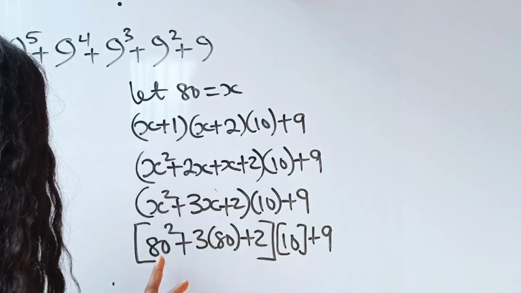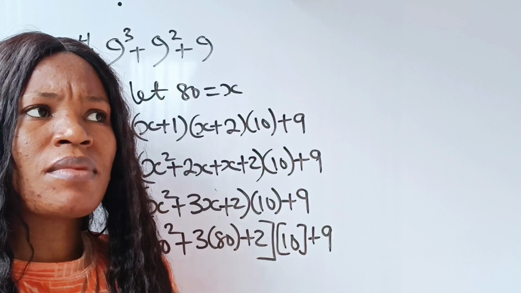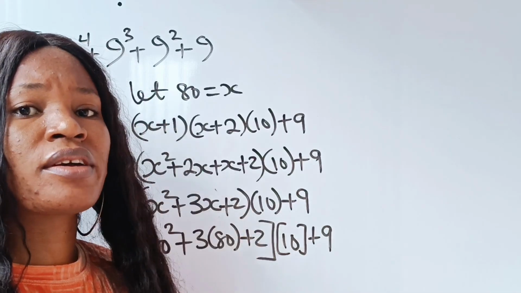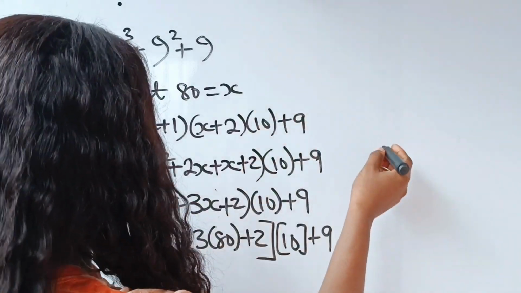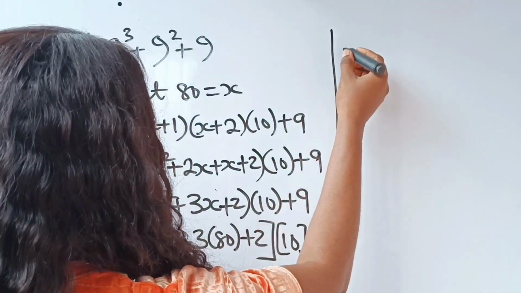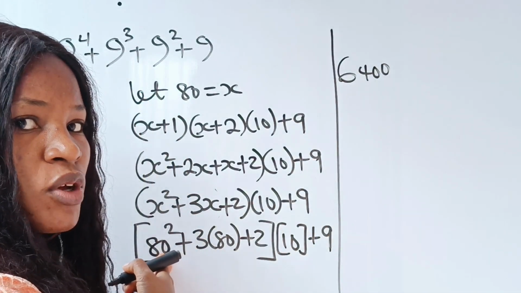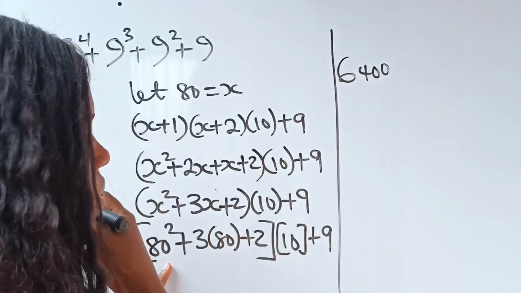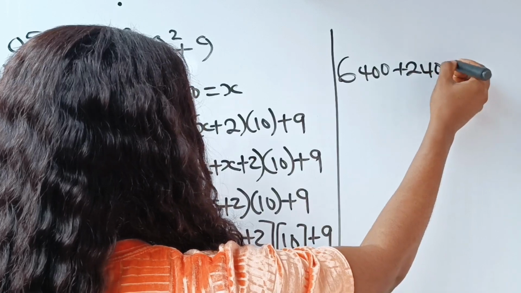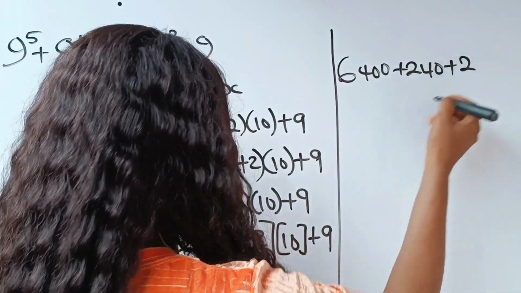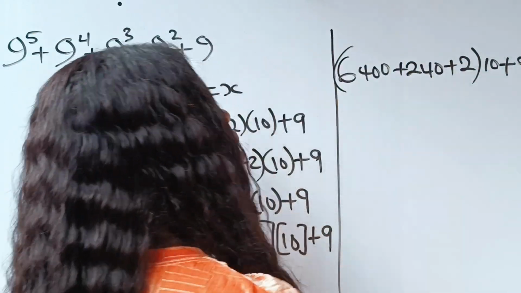So what is 80 squared? I believe at this point it is now simpler. Everybody knows that 80 squared simply means 8 times 8 with 2 zeros, which is 6,400. That is 80 times 80. Now plus 80 times 3 will give us 240, plus 2. Now multiplied by 10 plus 9.